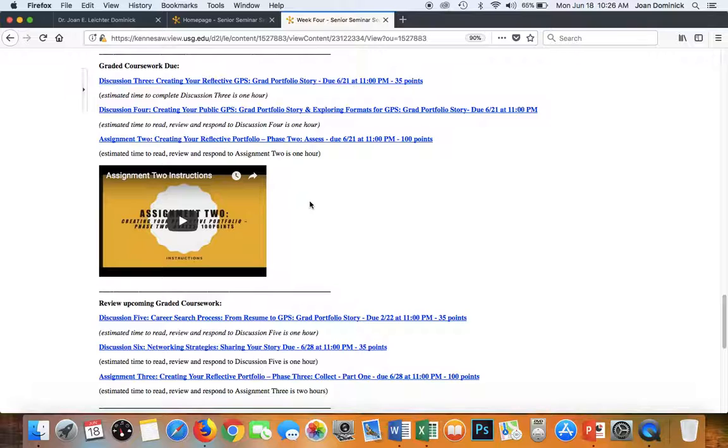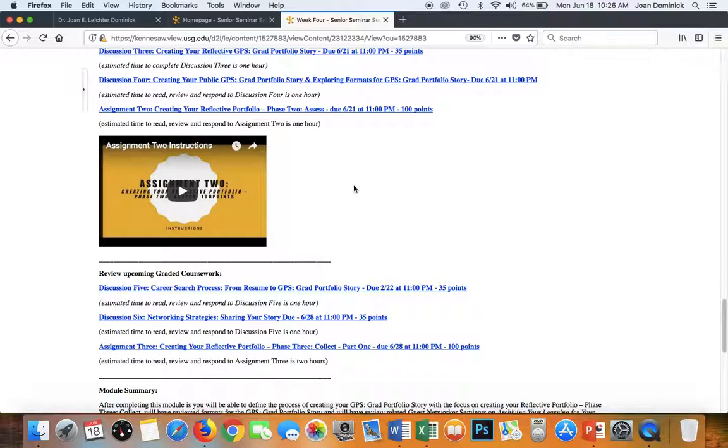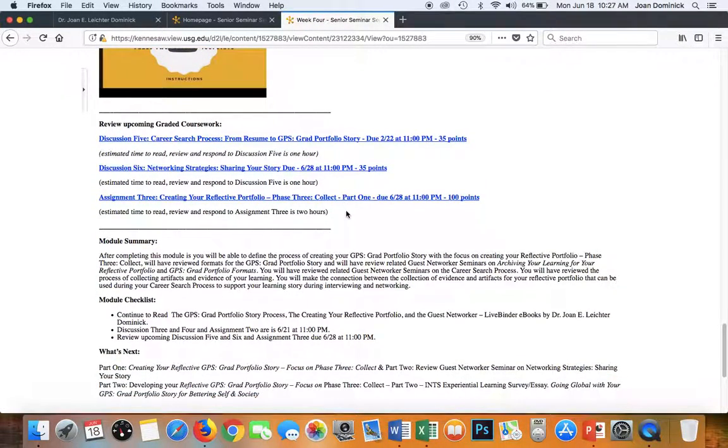This week you have 3 items in the coursework. You have discussion 3, which is creating your reflective GPS grad portfolio story. That's due on Thursday at 11 p.m. Discussion 4, which is creating your public portfolio and exploring the formats, which I mentioned before, is due Thursday, 6/21 at 11 p.m. And assignment 2, which is creating your reflective portfolio, phase 2, focus on assess. I've created a video to go over the instructions with you, and then take a look at the upcoming coursework due for next week.